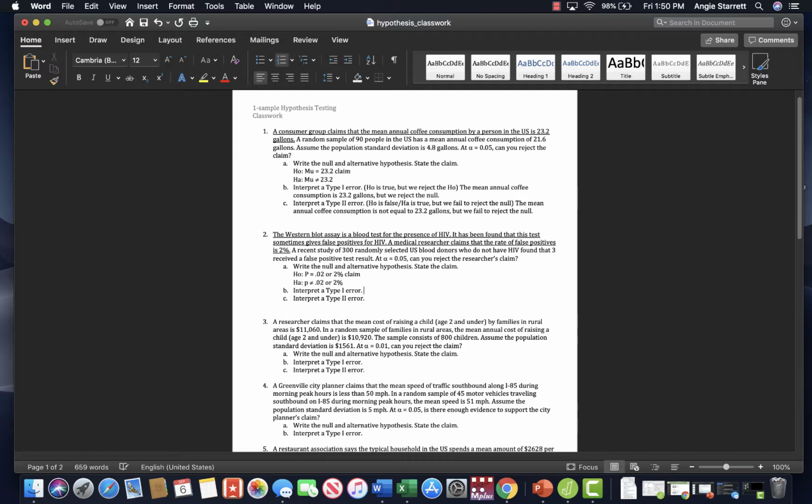All right, so now we want to interpret our type 1 error. So again, this means that the null is true, but we reject it. All right, and so what does that mean? It means that the rate of false positives is 2%, but we reject the null.